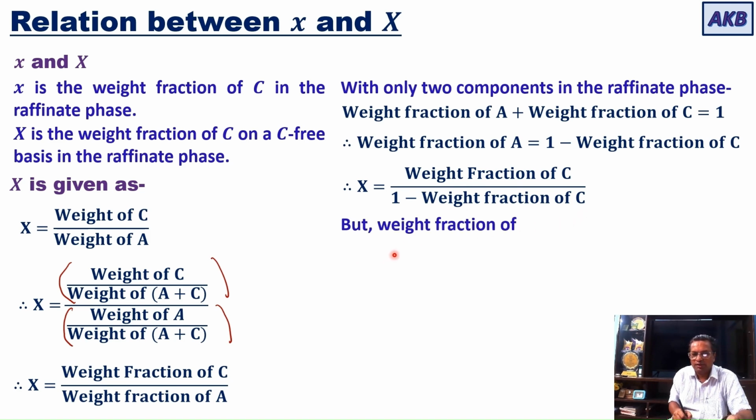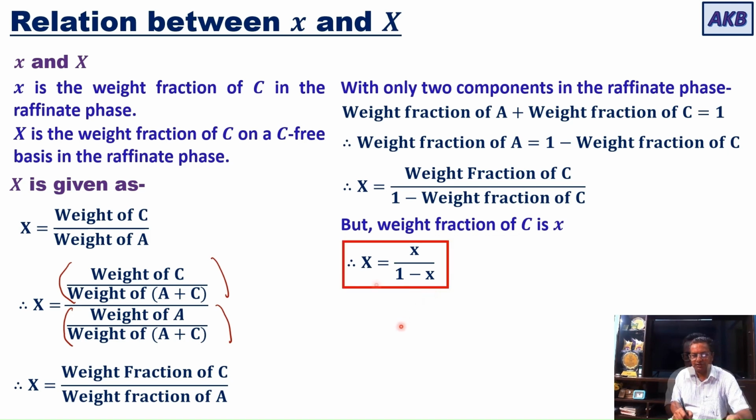And we know the weight fraction of C, we denote it by small x. So that is, capital X is equal to small x divided by 1 minus small x. That is, if small x is known to you, you can get capital X from it. If weight fraction is known to you, you can get weight fraction on solute-free basis.